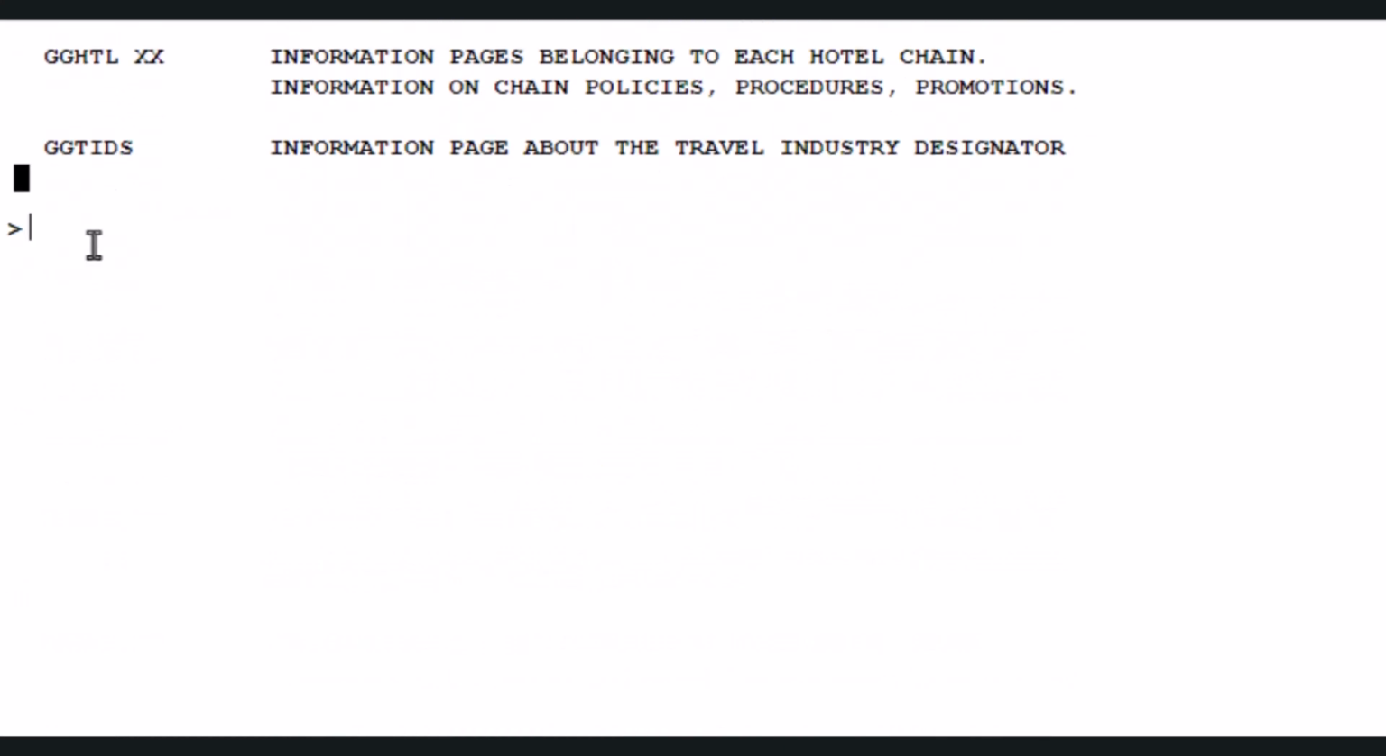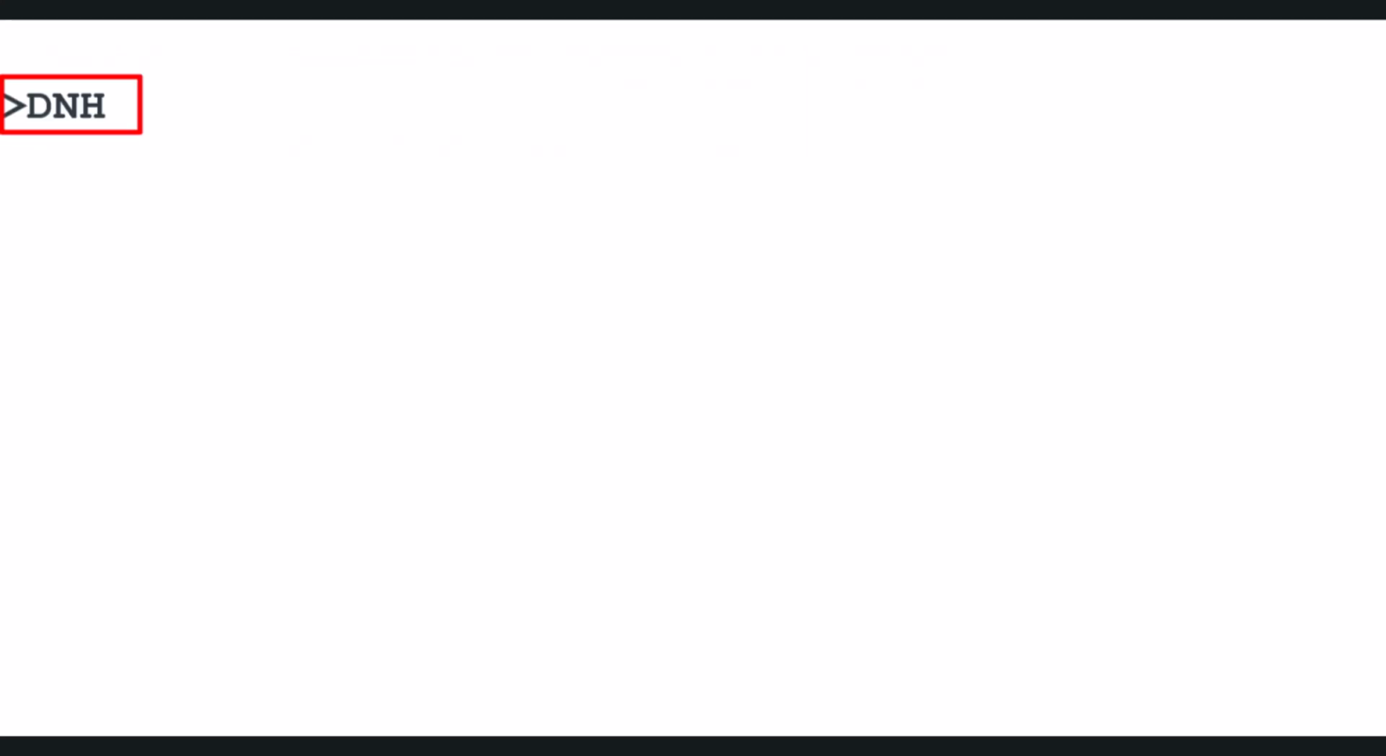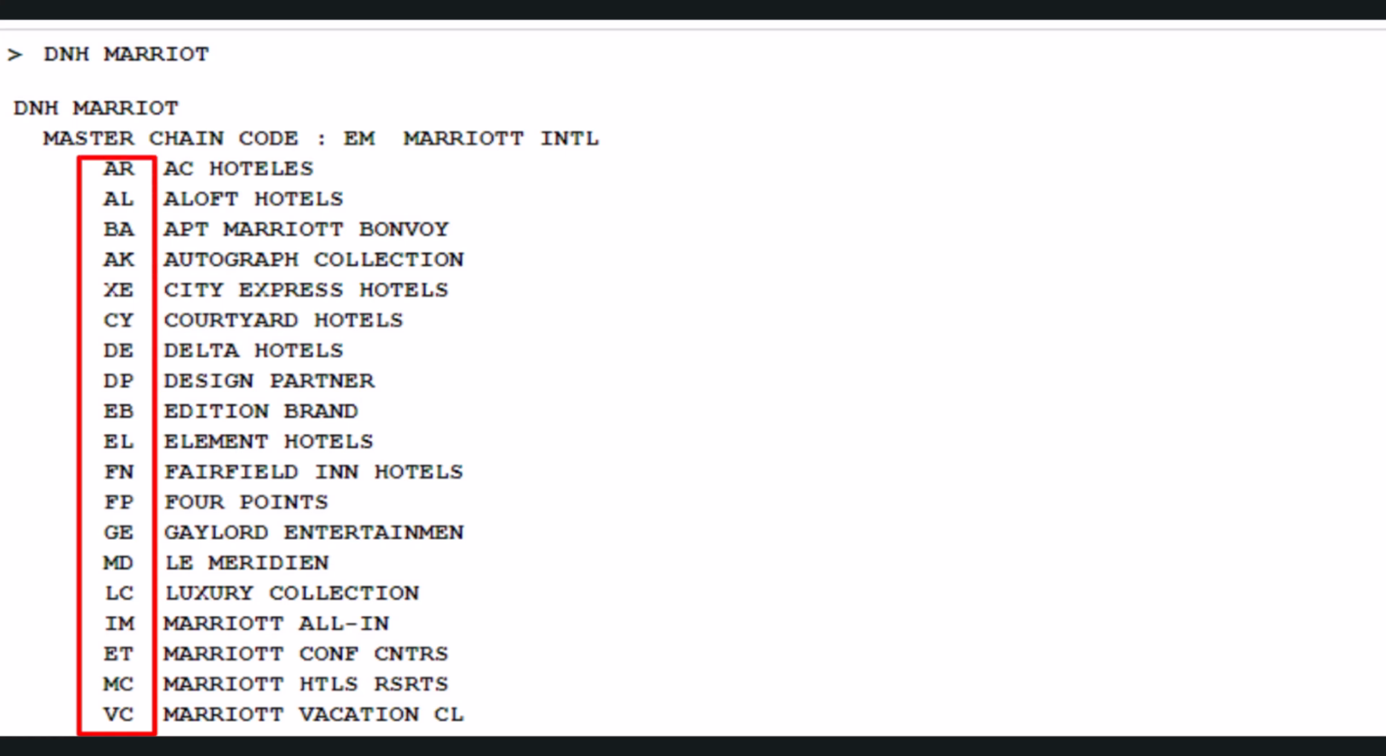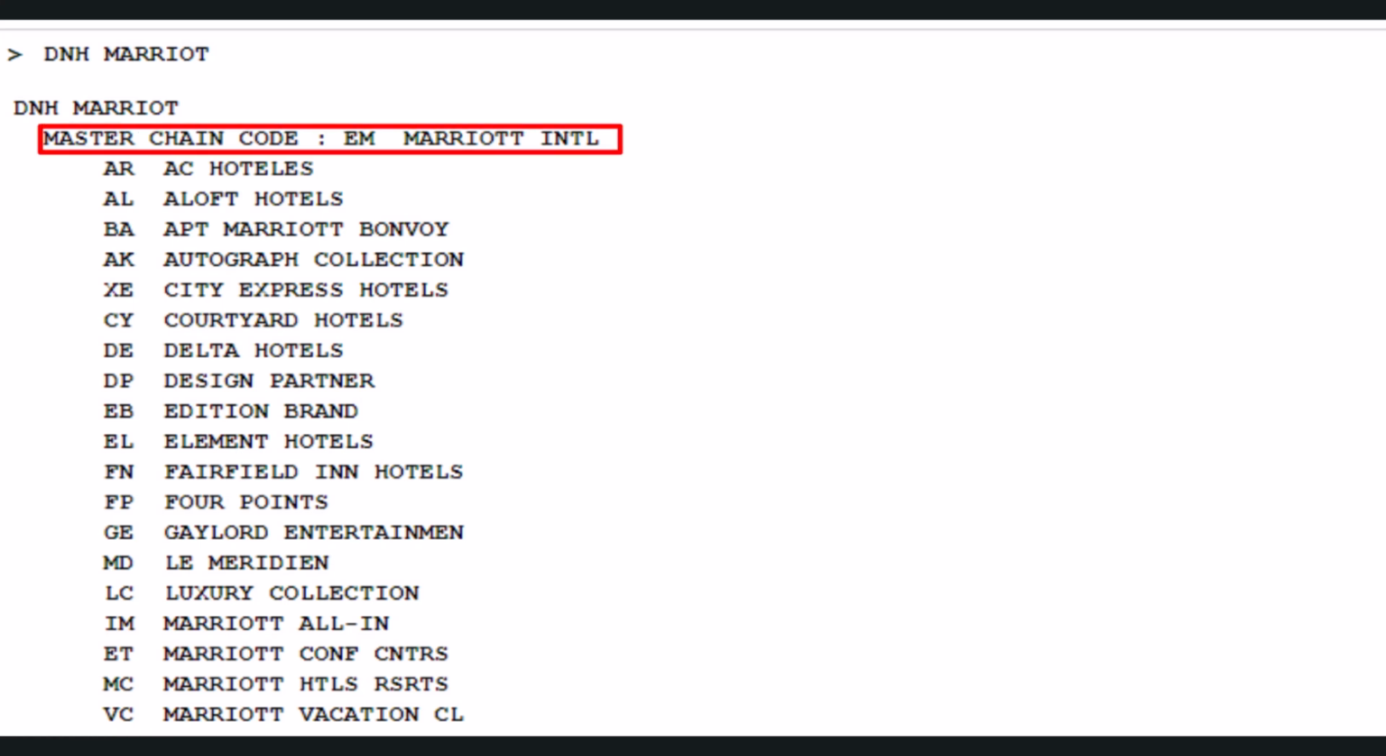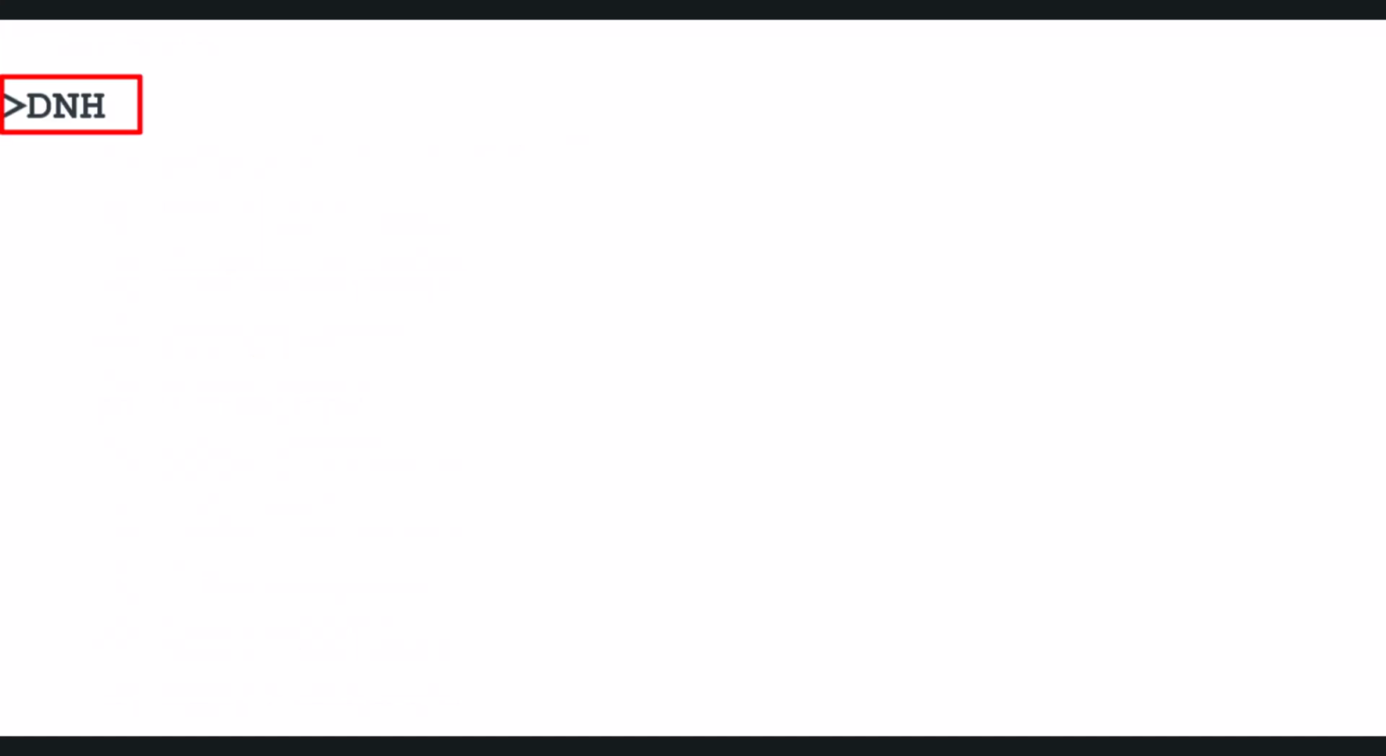To encode a hotel chain name, use the DNH transaction, followed by the hotel name Marriott, then press enter. Here is a list of various Marriott chain codes for hotels under the master chain code EM, identified as every Marriott.